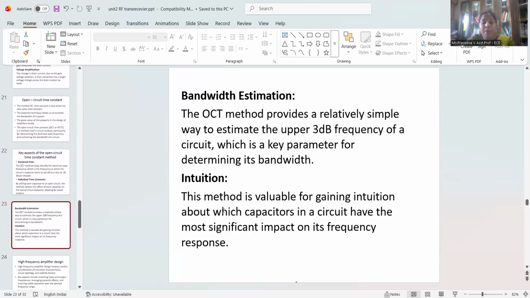So, bandwidth estimation. One of the main advantages of the OCTC method is that it provides a simple and efficient way to calculate the minus 3 dB frequency of the circuit. That is, the 3 dB frequency is the frequency at which amplifier gain drops to 70% of its maximum value.